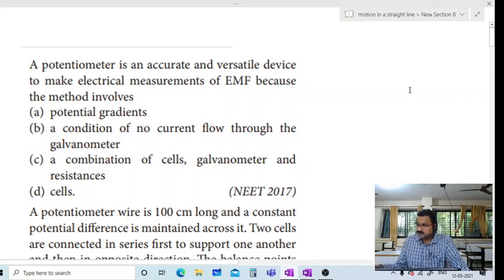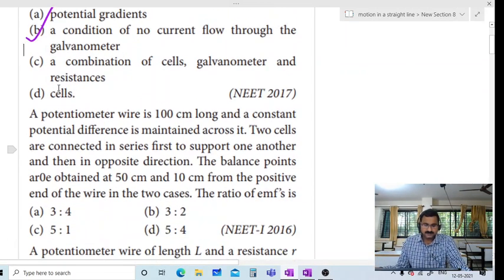Previous NEET question: A potentiometer is an accurate and versatile device to make electrical measurement of EMF because the method involves, they are asking this. I already told you previously: a potentiometer is an accurate device which is useful to measure the potential difference across any part of the circuit without drawing any current, meaning a condition of no current flowing through the galvanometer. So the second option will be correct.